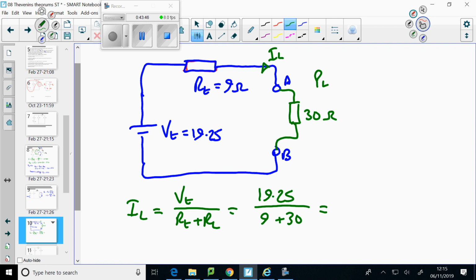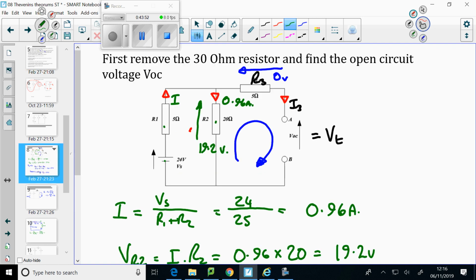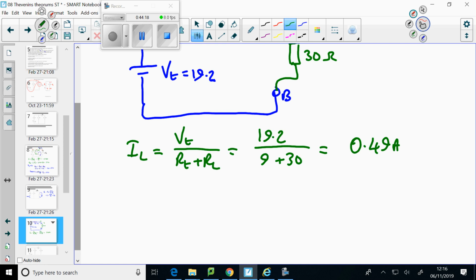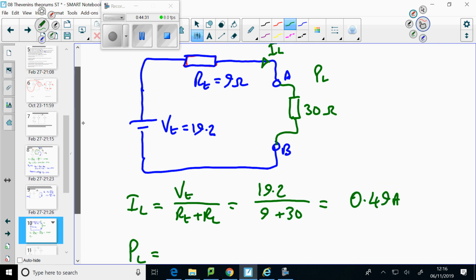So 19.2 over 9 plus 30 equals. Where did I get to 19? Was it 19.25 or 19.2? 19.2. So where I got 0.25 from, I don't know. Just correct that. That came out for me at 0.49 amps. And then we can use that. How can I calculate PL from that current? RL was the load resistor, the 30 ohm resistor.